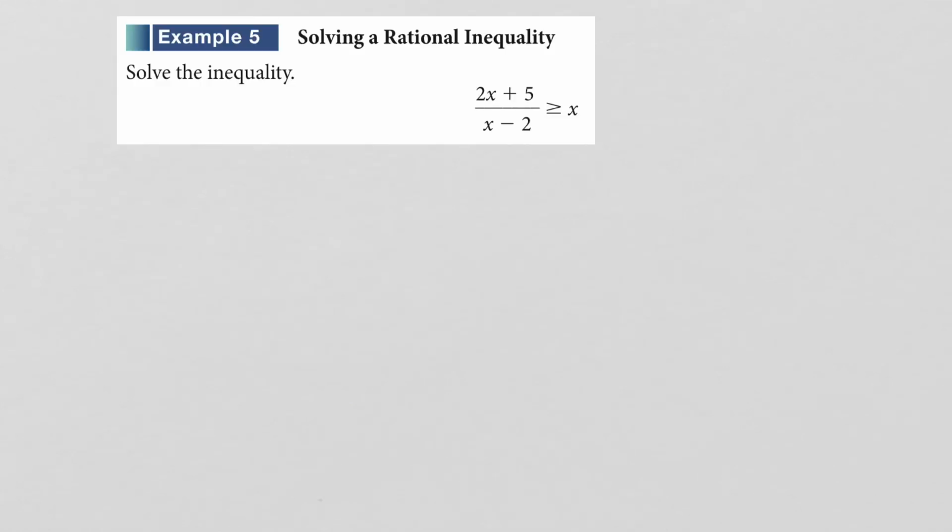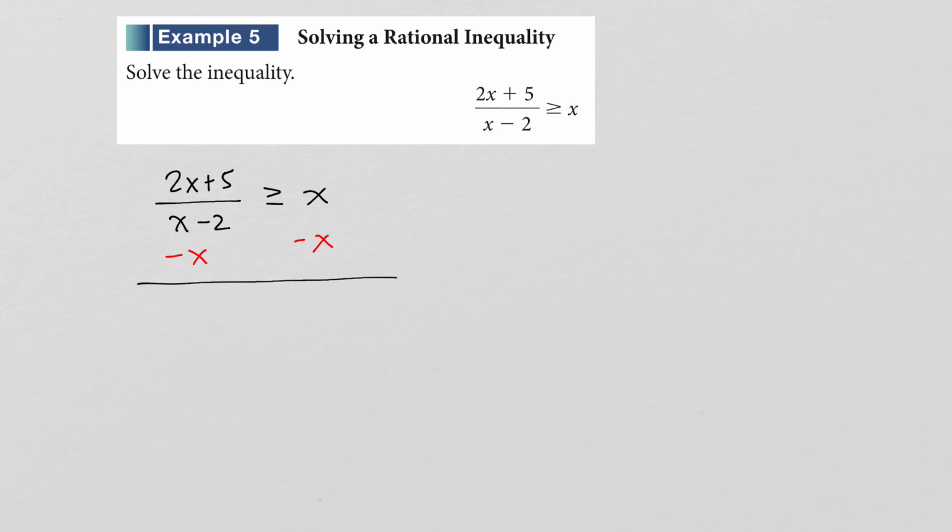In our last example, it's very similar to the previous one, except that just notice on the right-hand side, we don't have 0. And that's a little bit more of an issue when you have a rational inequality. So we have 2x plus 5 divided by x minus 2 is greater than or equal to x. We do not have 0 here. So we have to figure out, how do we get 0 there? Well, the way you get 0 is you just subtract x from both sides of the equation.